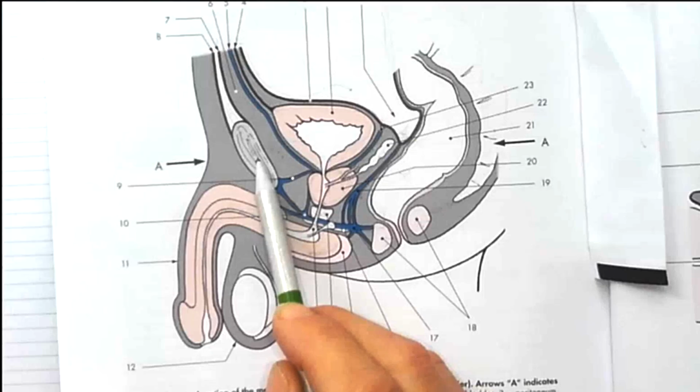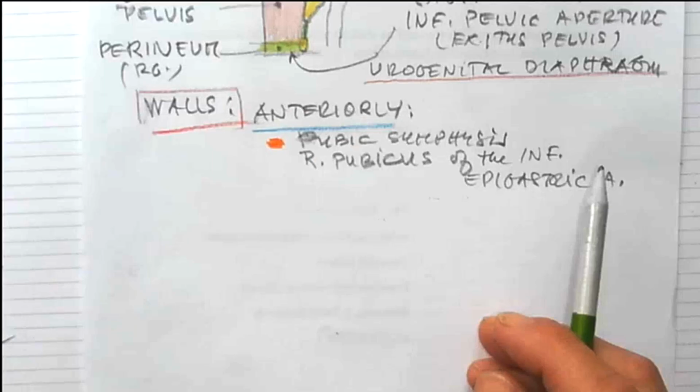The inferior epigastric artery. We remember that the inferior epigastric artery lies on the posterior surface of the anterior wall and lies between the openings of the inguinal canal, that means the superficial and deep inguinal ring. So this is the ramus, and this is the inferior epigastric artery.